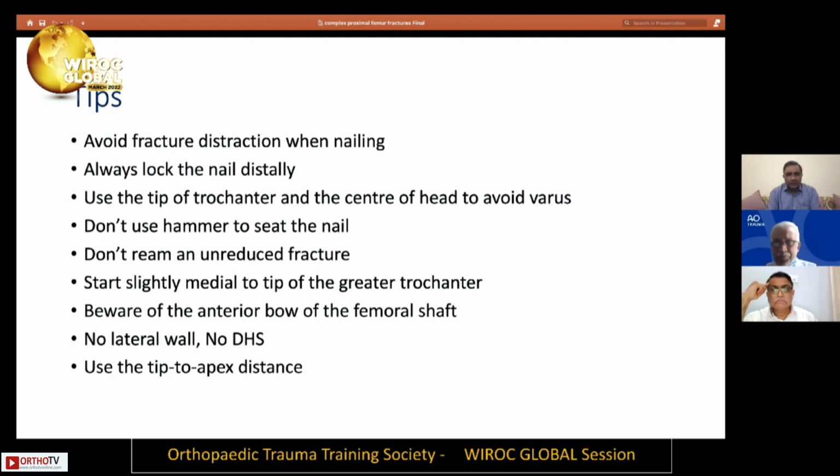So always lock the nail distally. Use the tip of the trochanter and the center of the head to avoid varus. Do not use a hammer to seat the nail, and start slightly medial to the tip of the greater trochanter. Beware of the anterior bow of the femoral shaft, because especially in the elderly, the bone gradually remodels, and there is always a slightly higher bow than in younger patients. So we should be aware of that and take into consideration the bow of the femoral shaft when choosing the implant. And if there is no lateral wall, we should not use any DHS. And as I told you, we should try to achieve adequate TAD.